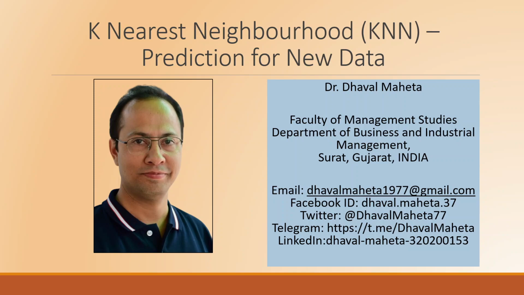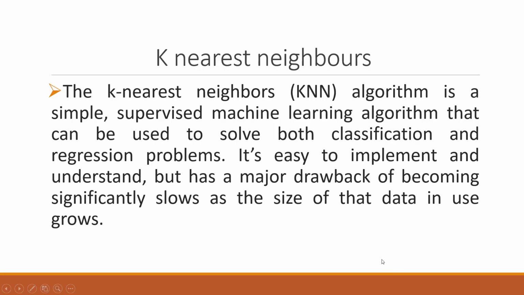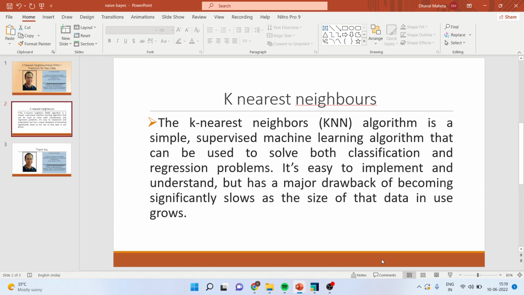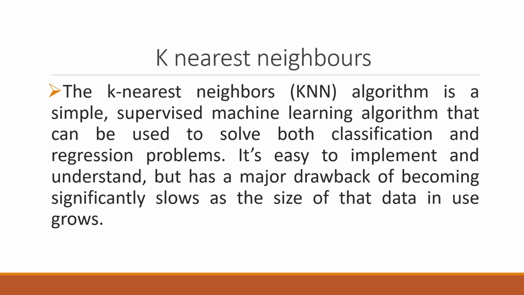This is Dr. Dhaval Maheta, and today we will understand how to do the prediction for new data using the K nearest neighborhood algorithm. The K nearest neighbors algorithm is a simple supervised machine learning algorithm that can be used to solve both classification and regression problems. It is easy to implement and understand, but has a major drawback of becoming significantly slow as the size of the data increases. Now, how can we do the prediction for the new data set in RapidMiner? Let's see.